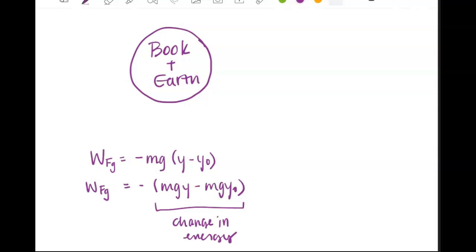And so when they're in a system together, they can have this energy stored, and we call it the gravitational energy. mgy is the gravitational energy.